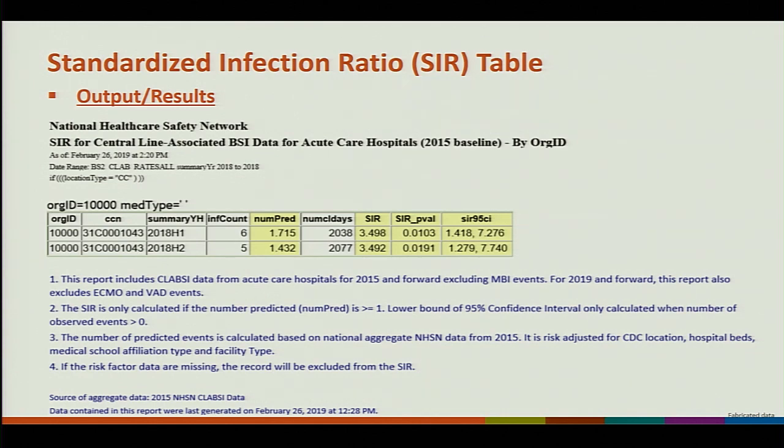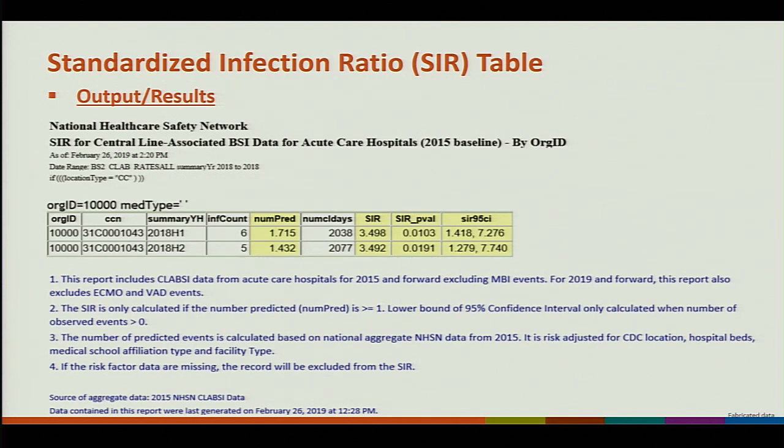So it says if location type equal to CC. It's helpful, let's say when you're running your CMS reports and you have a question about what's being included in those reports, you can find that information right there. It says what locations are being included in the reports. As you can see, the table is separated by two half-year options with the columns for your org ID, CCN, the time, the different SIR calculations, and your p-value and 95% confidence interval.